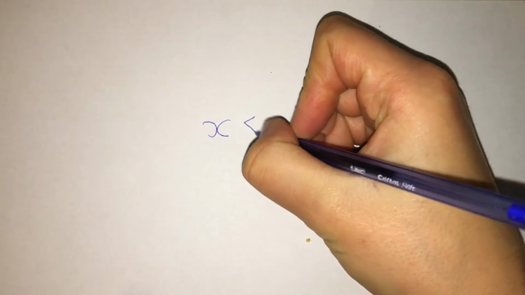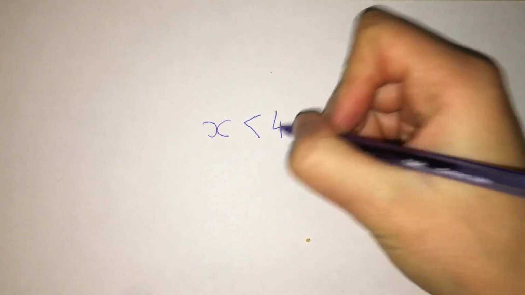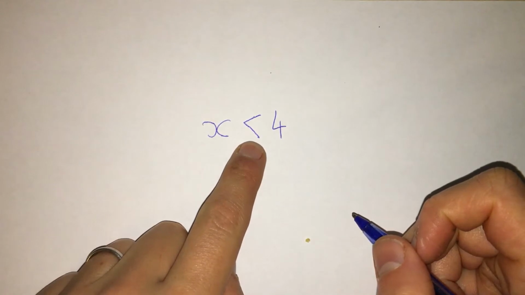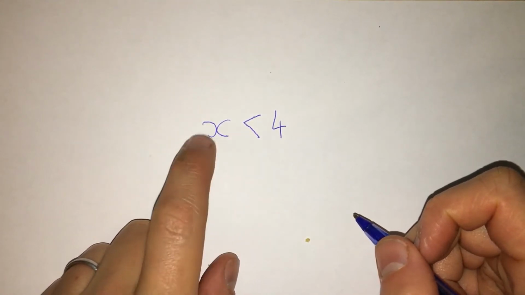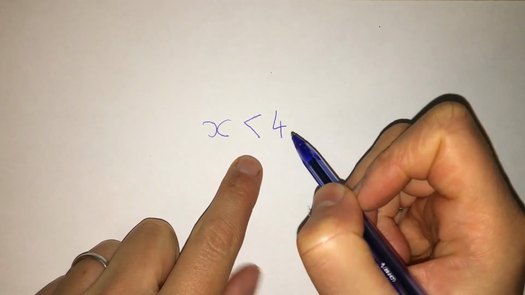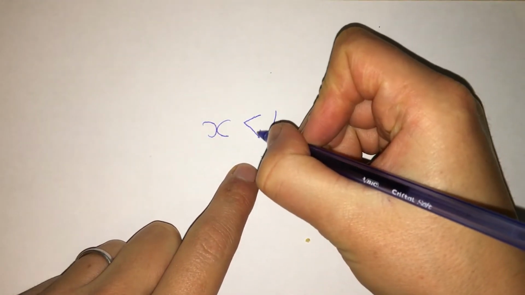Let's start with x is less than 4. That's what this symbol means here. It means less than if we read it from left to right. X, which can take a value, is less than 4. I like to think of it as a crocodile.